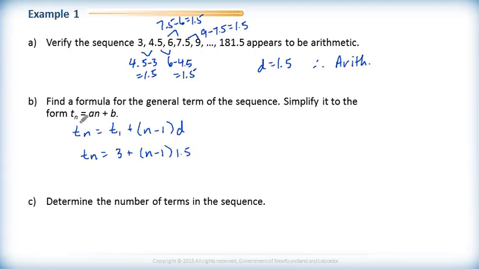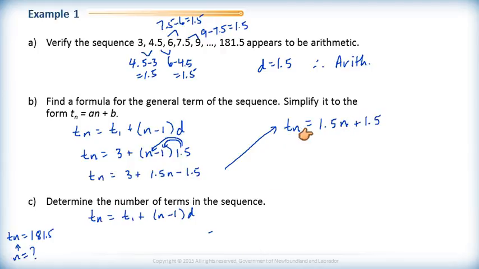To get it into the form t sub n equals an plus b, we distribute. So we wind up with t sub n equals 3 plus 1.5n minus 1.5. And that simplifies when we get like terms together to 1.5n plus 1.5. Now we could either use the formula we just found or this formula to find the number of terms in the sequence. This one's actually easier, but lots of times you don't want to spend time finding that formula.